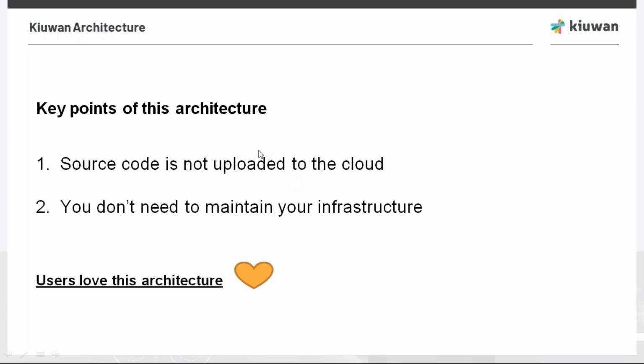So the key points of this architecture are that source code is not uploaded to the cloud, and you don't need to maintain any server infrastructure. The only thing that you need is this agent, the Kiuwan Local Analyzer, and the only requirement, as we will see, is to have Java 1.8 installed. That's all. Then you can run the analysis locally. So we can say that users love this architecture because it's very easy to start with Kiuwan. In just, let's say, 2 minutes, we will have the first analysis, the first results, and we can start with our checks in the source code.